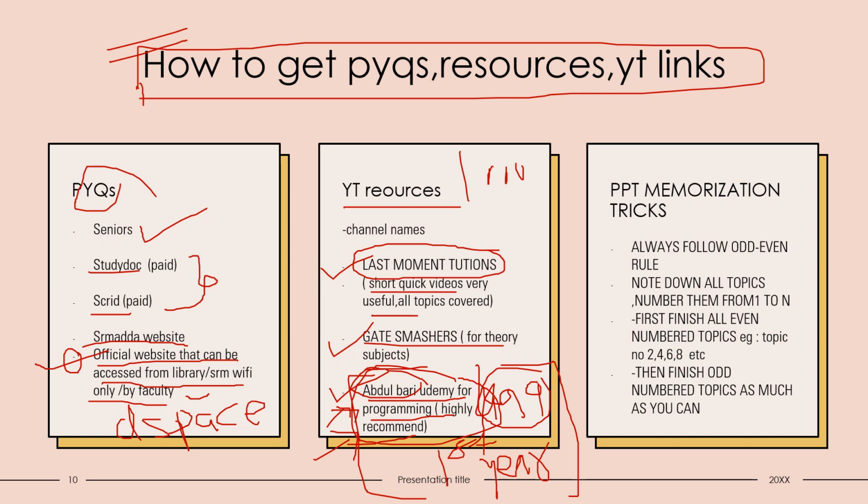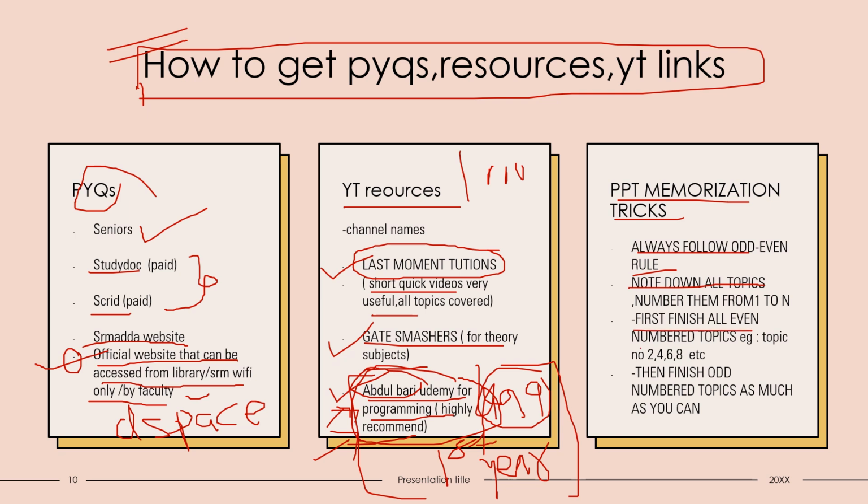Next, you have PPT memorization tricks. Generally for every subject you'll get a PPT by your faculty. Always follow the odd-even rule. This is the most useful thing. Note down all the topics. Let's say you have 10 topics. Note down from 1 to 10. Then put the name. Let's say the first topic is introduction, the second topic is about different types of buses, the third is about different types of wires. So mention the topics and give them numbers.